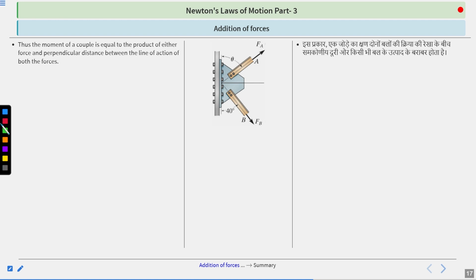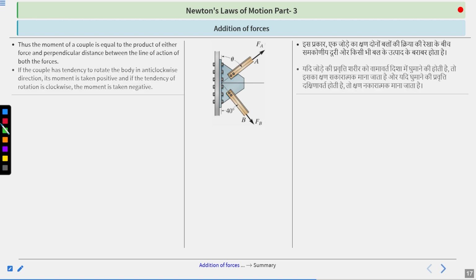Thus, the moment of a couple is equal to the product of either force and the perpendicular distance between the lines of action of both the forces. If the couple has the tendency to rotate the body in the anti-clockwise direction, as we just learned, whenever the rotation is anti-clockwise, the moment will always be positive. And if the rotation is clockwise, that will be negative.